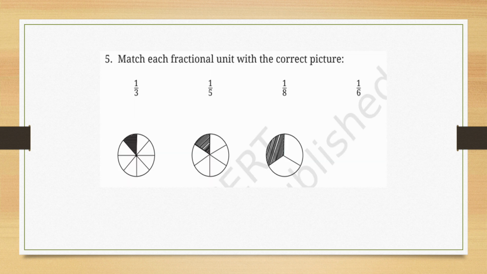Match each fractional unit with the correct picture. See, first fractional unit is 1 by 3. So, this is 1 by 3. See here, 3 parts are there. So, each part is 1 by 3.